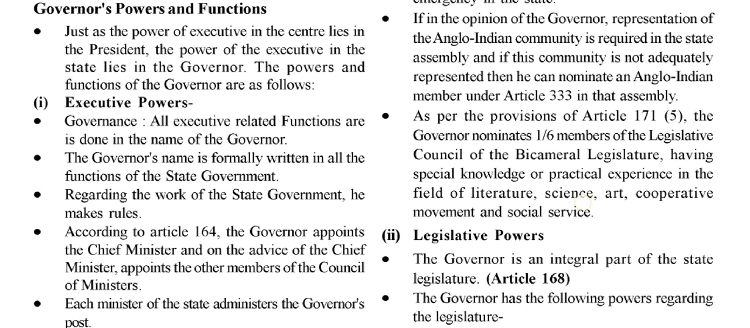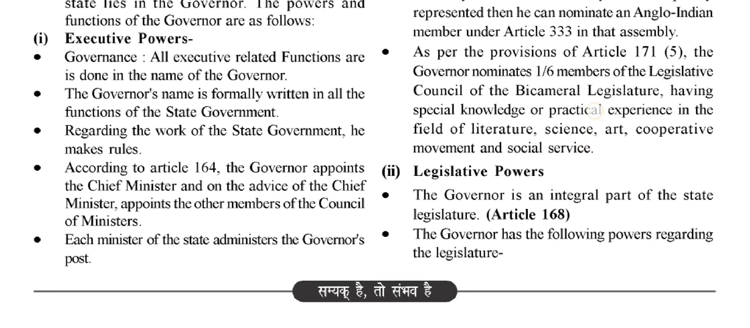The governor's name is firmly written in all the functions of the state government. Regarding the work of the state government, he makes rules. According to Article 164, the governor appoints the chief minister and, on the advice of the chief minister, appoints the other members of the council of ministers. Each minister of the state administers the governor's post.